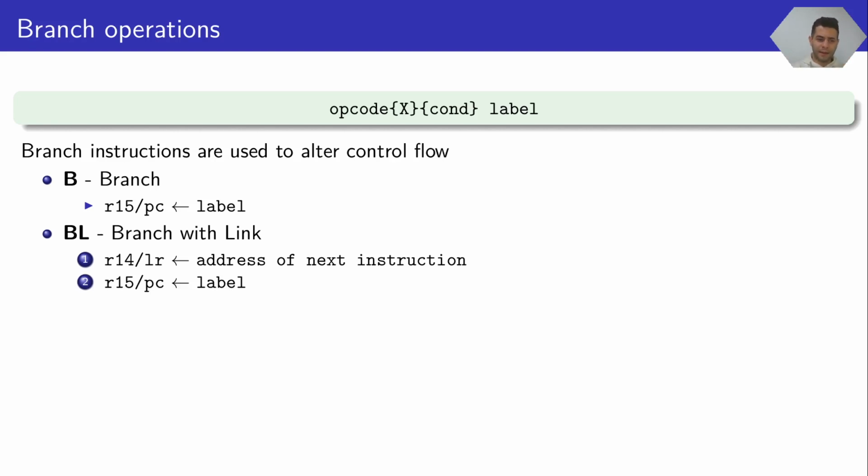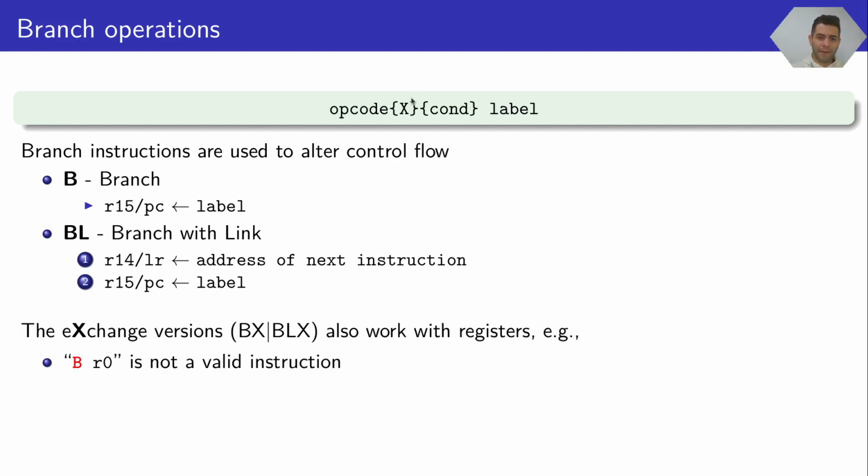Why is this helpful? Because when you want to invoke a function and you use a branch with link, you will know what the right return address is, where you ended up with your function. We will see this in more detail. There is a dedicated part in this course, but keep in mind that the branch with link instruction is actually performing 2 actions. As you can see here, there is this optional X.